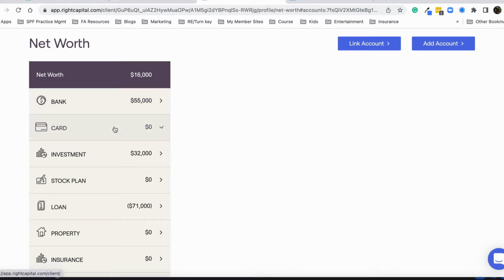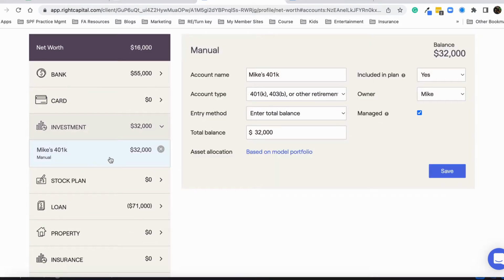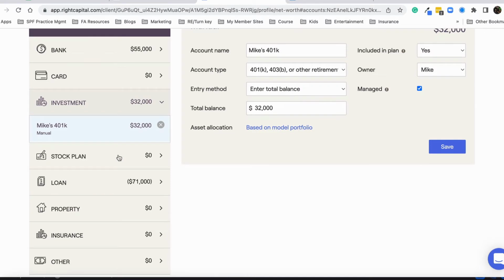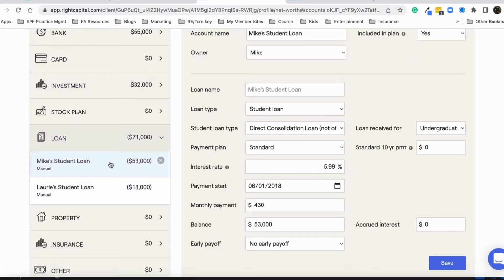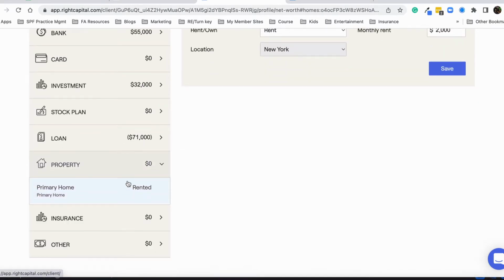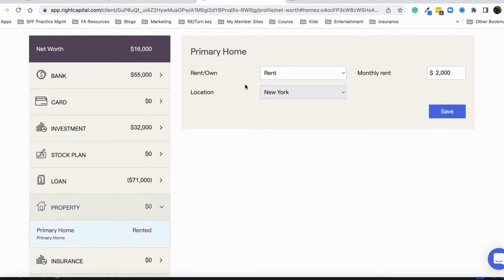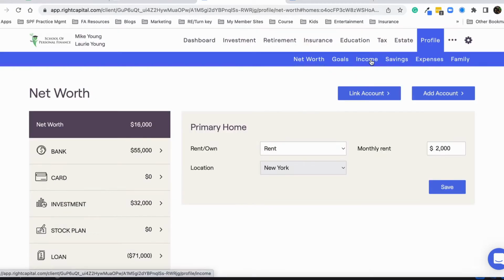For investments, Mike has a 401k, current balance $32,000 in there. As far as loans go, they have two pretty big student loans. So Mike $53,000, Lori $18,000. So a total of $71,000 of student loan debt. And as far as property, so they live in New York. Their monthly rent is $2,000 a month. So they don't own a home right now, but that is one of the goals that they have, which we will get to shortly. All right, let's jump over to income.